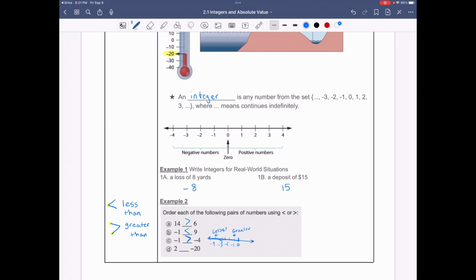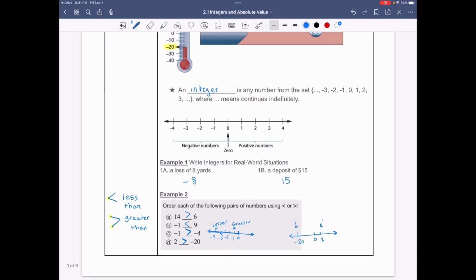All right. 2, that one's easy, is greater than negative 20 because 2 is a positive number and it's more to the right on the number line. Right? So if we have 0 here and we have negative 20 here and we have positive 2 here, this is more positive, this is negative, so 2 is more than negative 20. All right, get ready to turn your page.